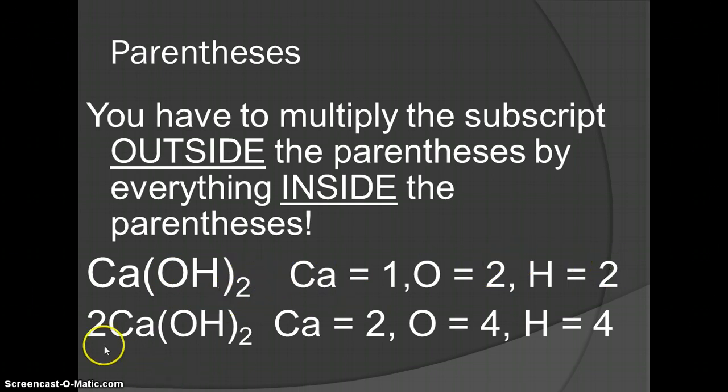Down here we have a coefficient of 2 and a subscript of parentheses of 2. So we write down again what we see, Ca, O, and H. And we do the parentheses. So we have 1 O and 1 H inside the parentheses, but then we have to take this big 2 and multiply them through here again. So 2 O's inside, 2 H's inside, times 2 is 4, and times 2 is 4. So it gives us 4 O's, 4 H's, and then the big 2 times the little Ca is 2.